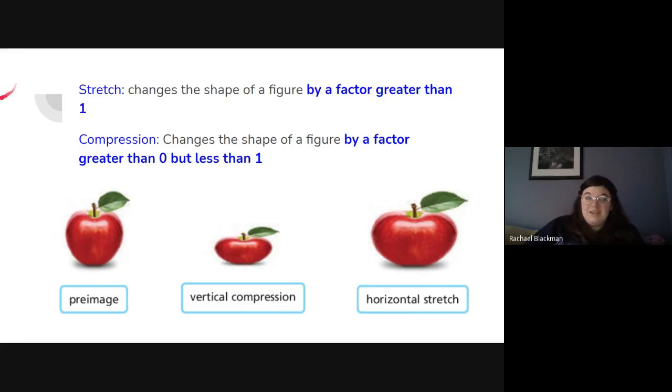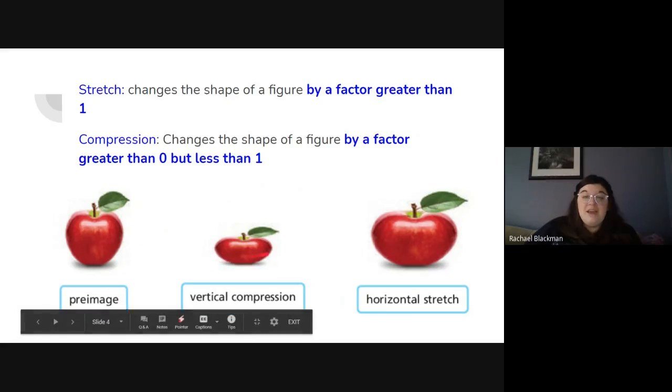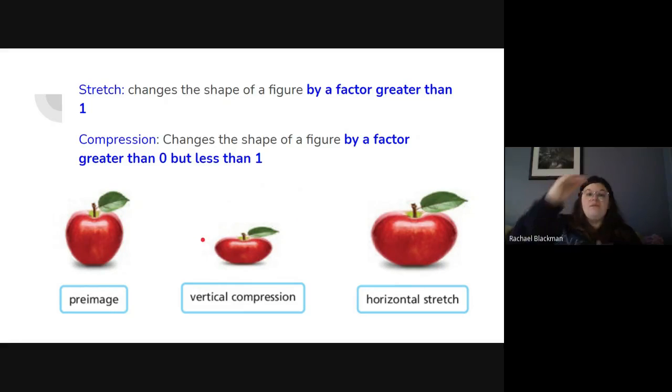So look at the examples. We have our pre-image apple, right? The regular apple. We can see here that we've done a vertical compression because it got smaller. But notice that the width of my apple did not get smaller. We can see that the width of my apple is about the same size as this image, right? The only thing that changed was it got smaller. So this is a vertical compression because we took our vertical height, multiplied it by a number that was greater than 0 but less than 1, but the width is still the same, right?